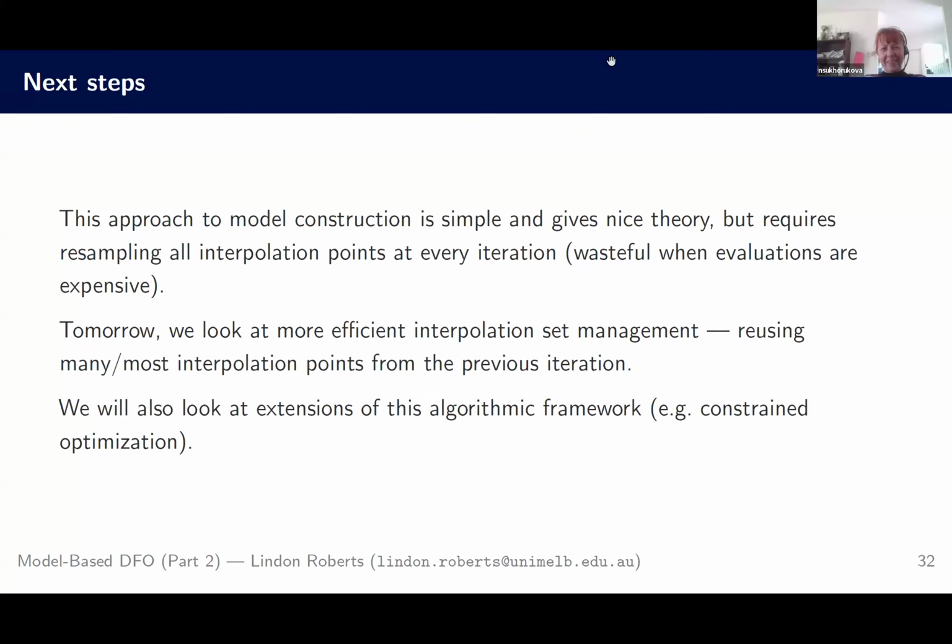So, Lyndon, can I just ask a question? Yeah. So I was just wondering, what is the dimension that you actually can handle with this kind of problem, especially because you said smaller dimension, larger dimension. What are the ranges actually?